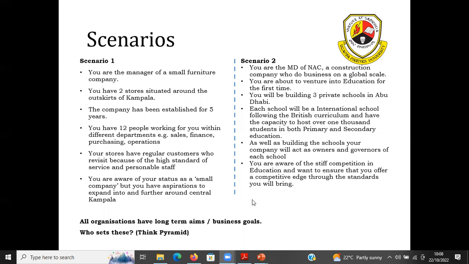We want to avoid, remember the scenario I gave you yesterday of the gentleman who told me that he had a policy but nobody knew about it. We want a scenario where you create something and it is adopted throughout the organization.